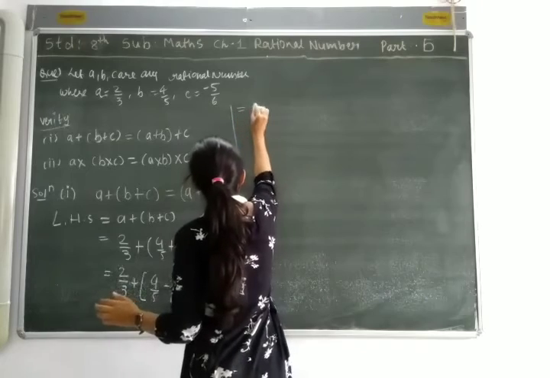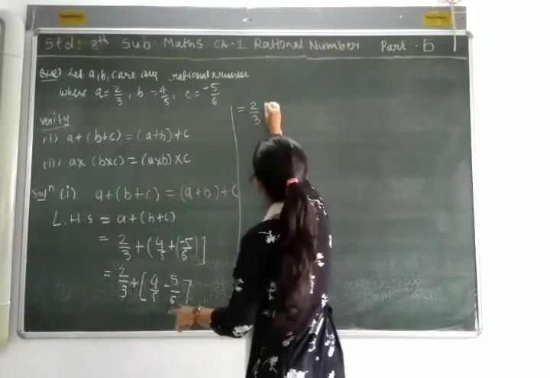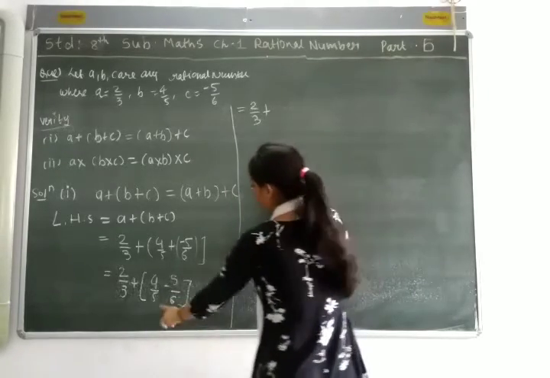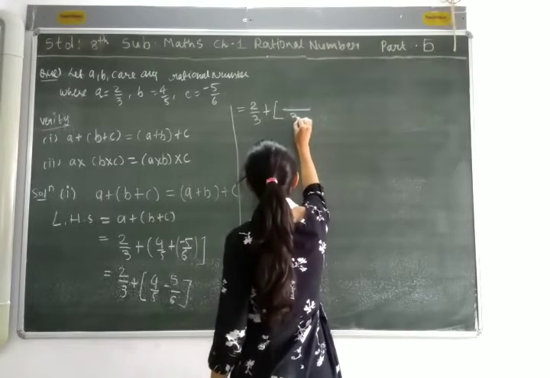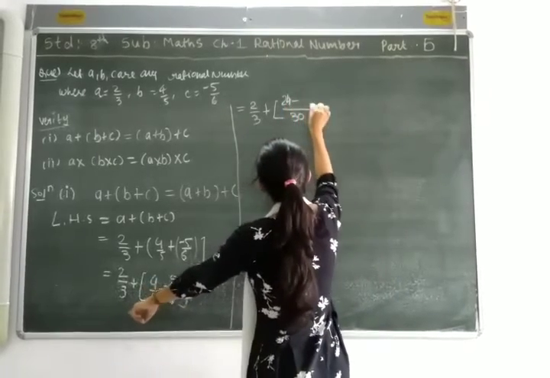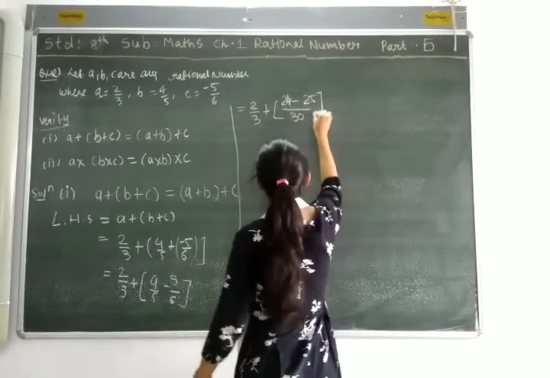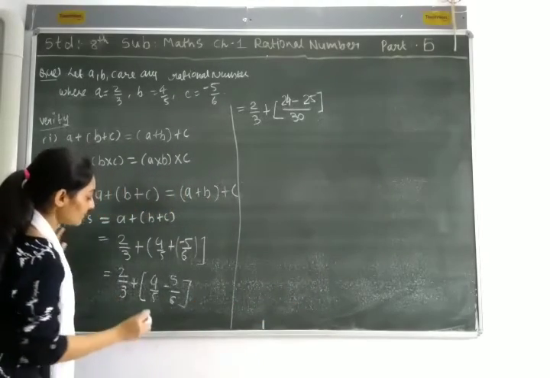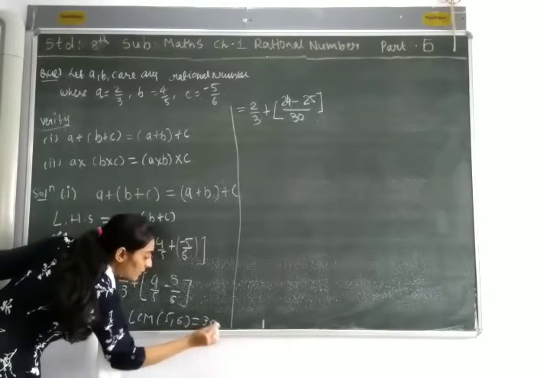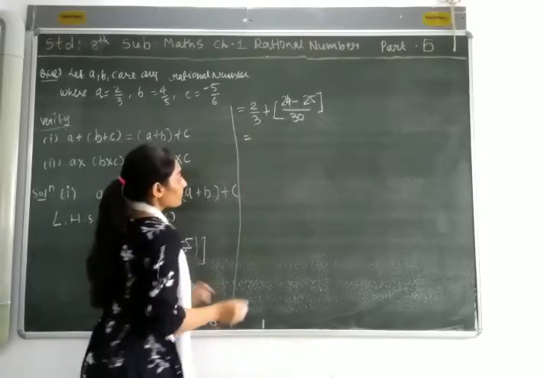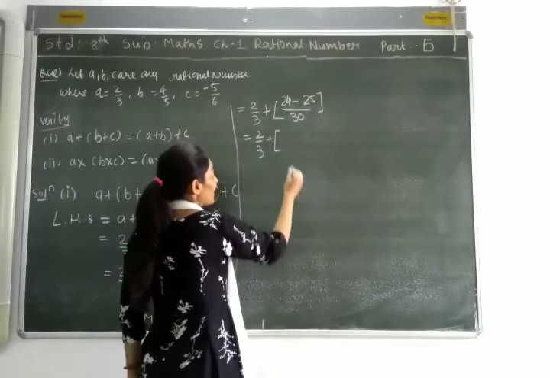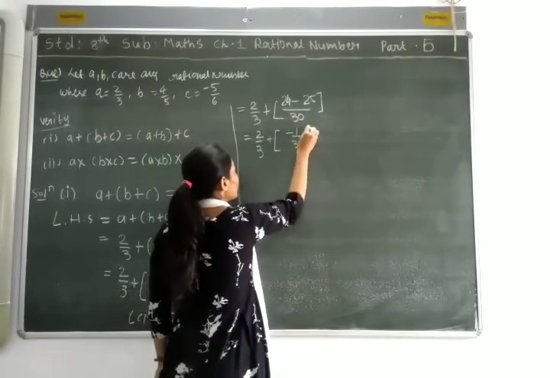So 2 by 3 plus, here the denominators are not the same, so we have to take the LCM. 6 fives are 30, so 30 is my LCM. So 24 minus 25, because the LCM of 5 and 6 is 30. Now solve this one. 2 by 3 plus, what is left is minus 1 upon 30.